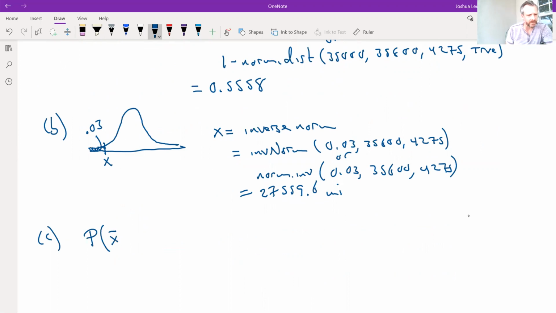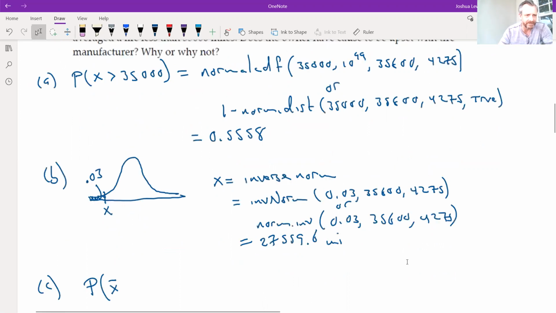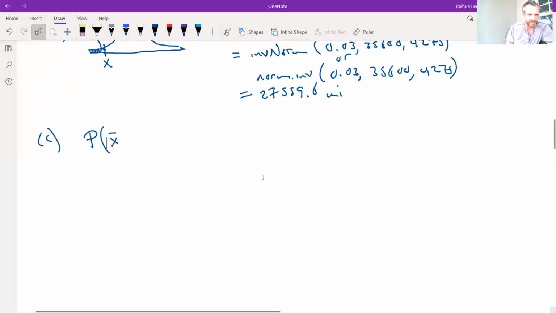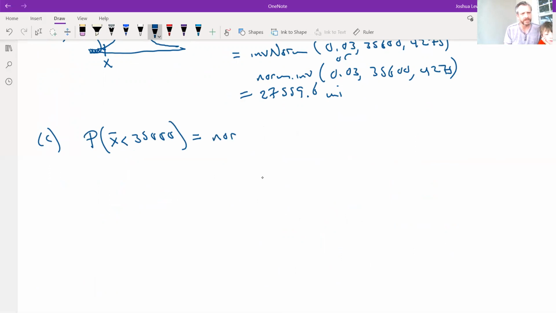we have this probability that the mean life of a set of tires is less than 35,000. Okay. And again, if you're using the TI, you might go from -10 to the 99 up to 35,000. The mean is 35,600.